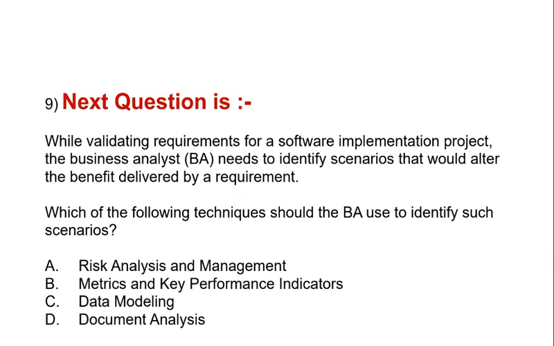Question is, while validating requirements for a software implementation project, the business analyst BA needs to identify scenarios that would alter the benefit delivered by a requirement. Which of the following techniques should the BA use to identify such scenarios? Option A. Risk analysis and management. Option B. Metrics and key performance indicators. Option C. Data modeling. Option D. Document analysis.